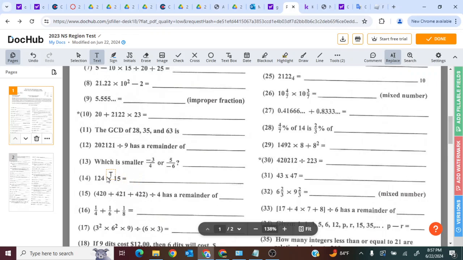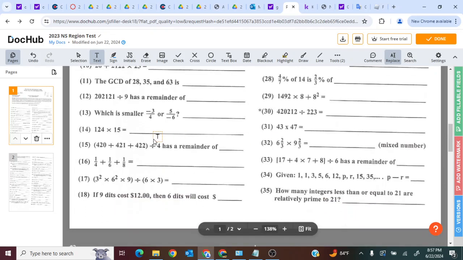124 times 15. 24 times 15, 24 times 3 over 2, 360. 60 at the end, 15 times 1 is 15, plus 3 is 18. 1860. Okay, divide by 4 remainder. You check the ending 2 digits and see what their remainder when divided by 4 is. 0, 1 plus 2 is 3.